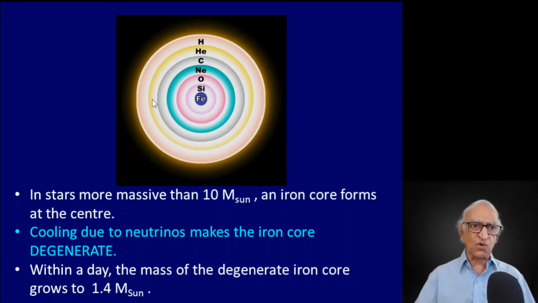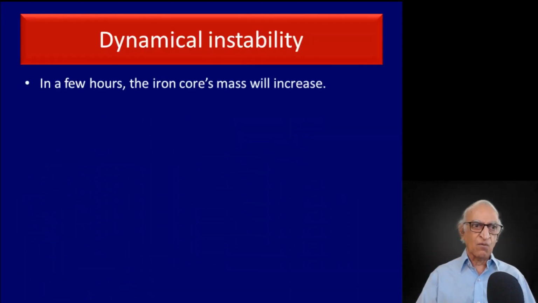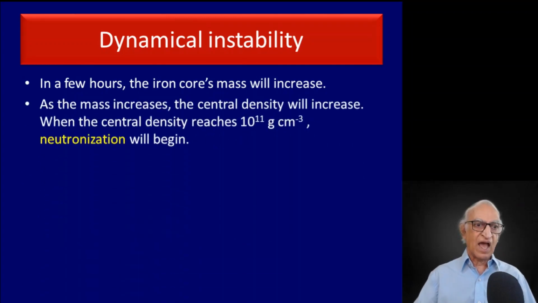Now, within a day or so, or within a few hours, in fact, the mass of this iron core will increase to 1.4 times the mass of the Sun, which is the limiting mass for white dwarf configurations, where gravity is supported by the degeneracy pressure of the electrons. What happens is the following. When the mass of the iron core increases, the central density will increase. If you remember Chandrasekhar's theory of white dwarfs, the central density is 6 times the average density, which is proportional to the square of the mass. And therefore, as the mass of the core increases, the central density will increase.